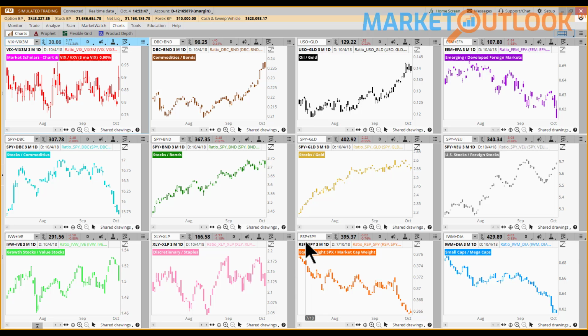When you're looking at RSP, that's an equal weighted version of the S&P 500. So every one of the 500 components has an equal weight compared to the other 499 that are in the index.